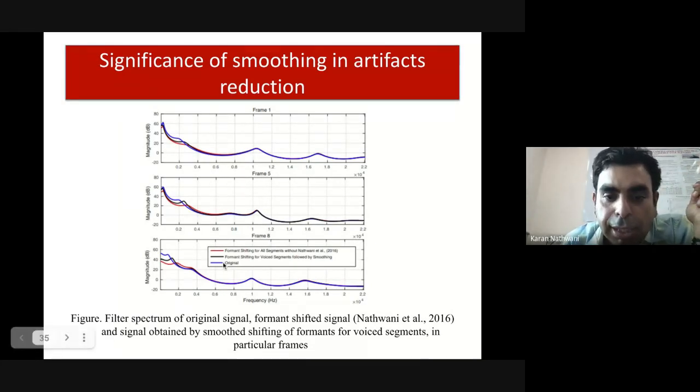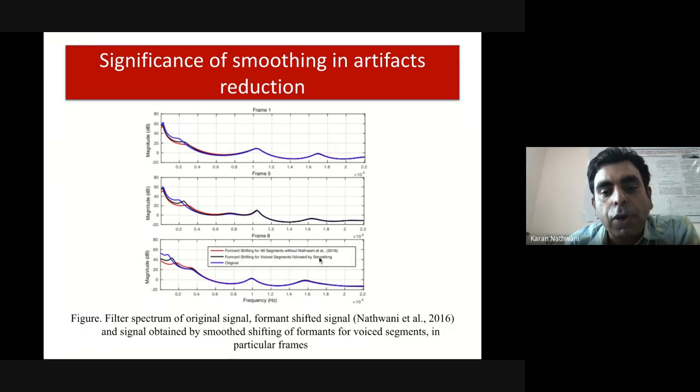Now you see that the blue one is the original formants. This is the very good structure. The second one, the black one, is the formant shifting for voice segment followed by smoothing. That is the proposed method. The third one is the formant shifting for all segments without any smoothing. That is the previous method that we have taken.